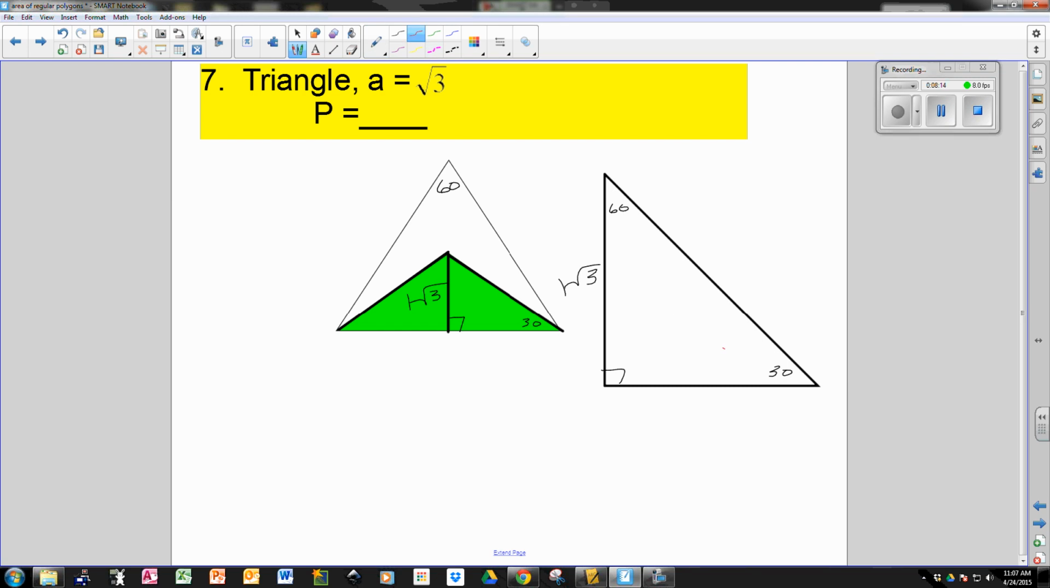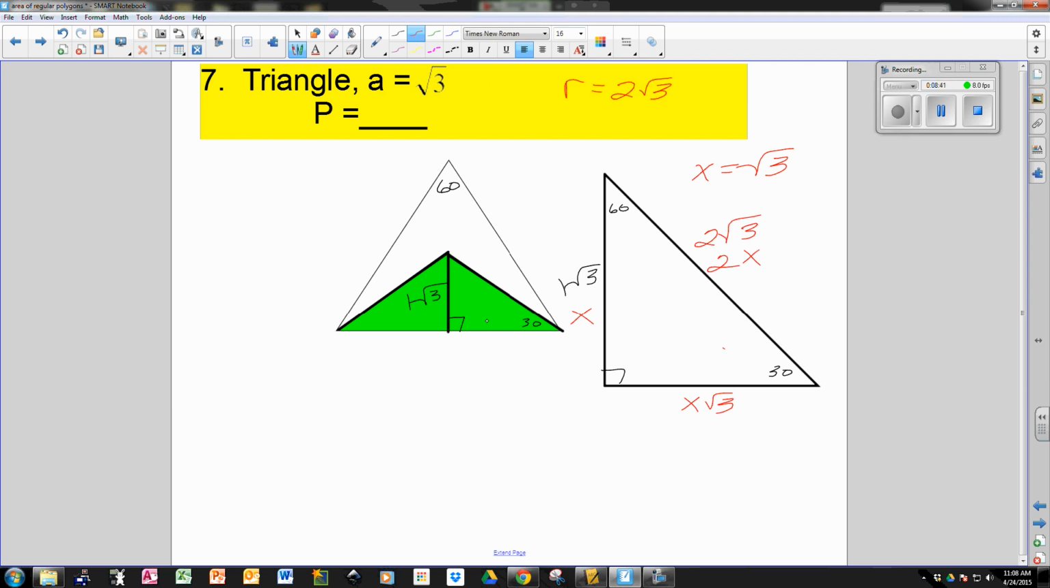In the rules, across from your 30 is x, your hypotenuse is 2x, and now your weird side is x square root of 3. It's just the opposite of a hexagon. So here, if x is the square root of 3, then this side is going to be 2 times the square root of 3, so this would be 2 square root of 3. So my radius would be 2 square root of 3.